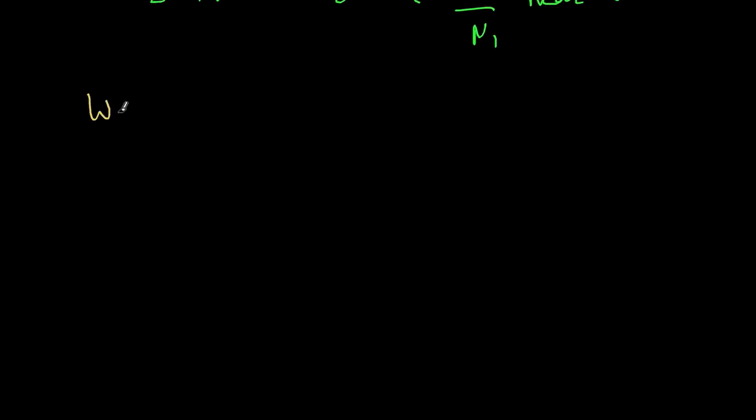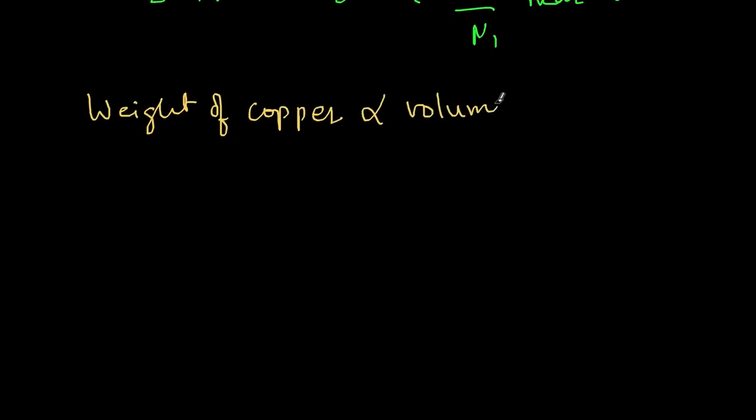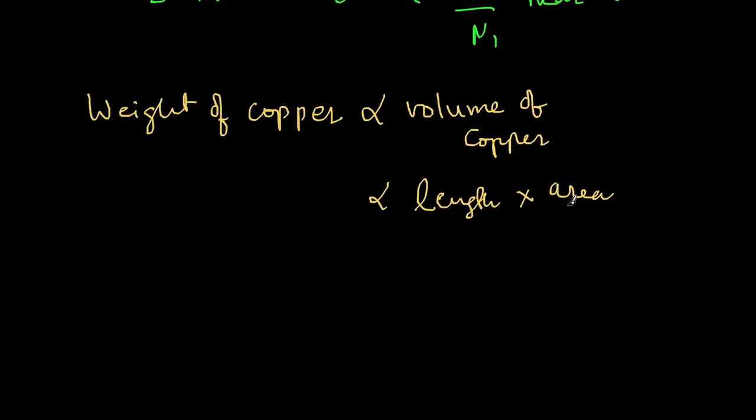What is the weight of the copper in a transformer? The weight of the copper in a transformer is proportional to the volume of the copper. Because the density of the copper is fixed for a given material, the more volume of copper you use in a transformer, the more weight it is. And the volume of copper is proportional to the length of the total copper used and cross section area. So volume is nothing but length into area. It's a wire, so it has a cross section area and it has a length.